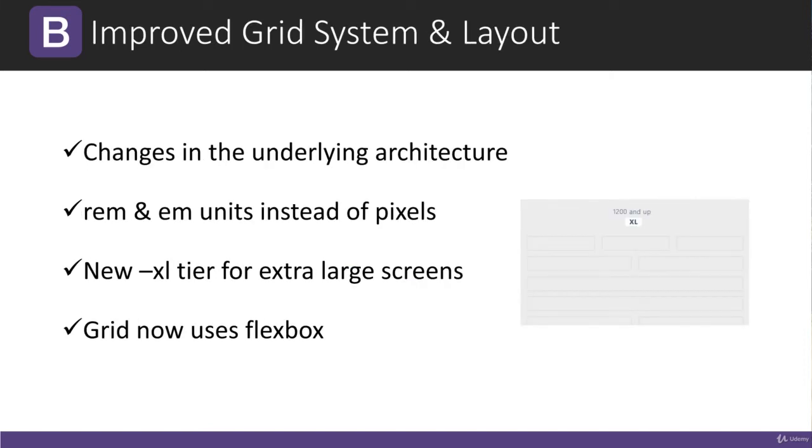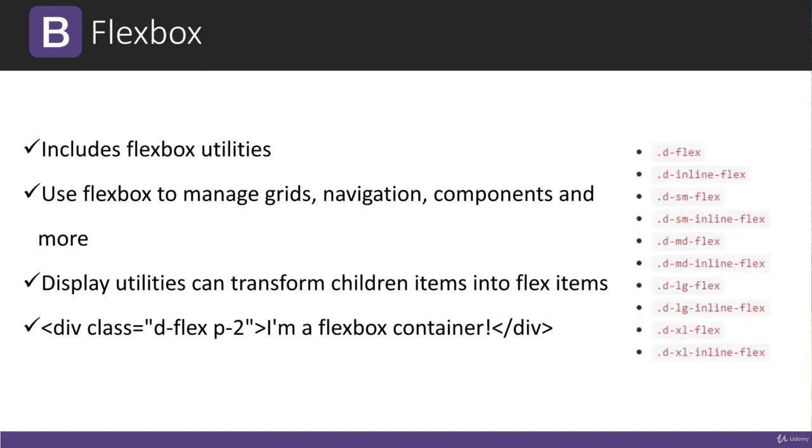The grid system has also been improved. The entire architecture has been changed as Bootstrap 4 now uses Flexbox for the grid. It's also moved away from fixed pixel units to REM and EM units, which give it a more overall responsive nature. We also have the addition of the XL class for extra large screen sizes, which are sizes 1200 pixels and up. Really widescreen monitors are becoming pretty popular, so this is a nice addition to the framework. Now the grid isn't the only part of Bootstrap that uses Flexbox. In fact, the navbar and many other components are using it.